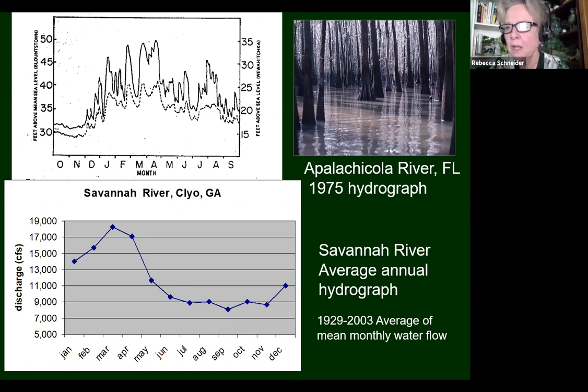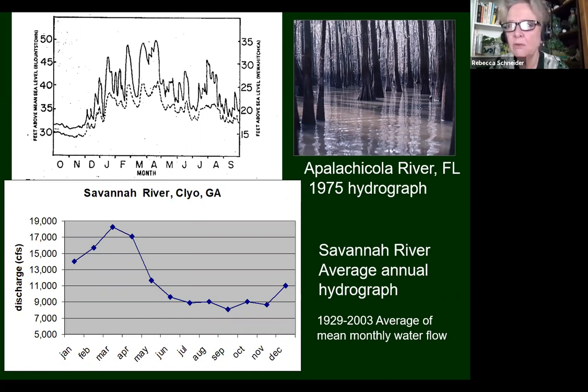around the world. In the southeastern United States, for the rivers that flow along the Atlantic coast, these are 2 typical hydrographs. The bottom one shows the Savannah River in Clio, Georgia, and again, we see that peak in March. But look at the top hydrograph from the Apalachicola River. Again, there's a rise in the middle of the winter, but the magnitude is amazing.